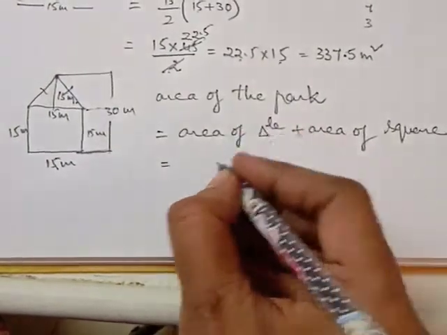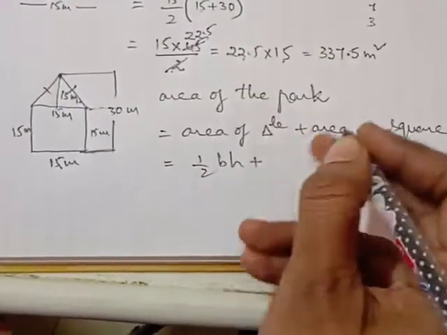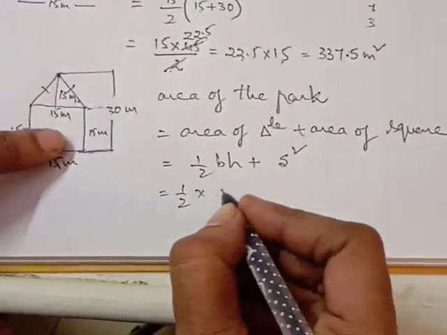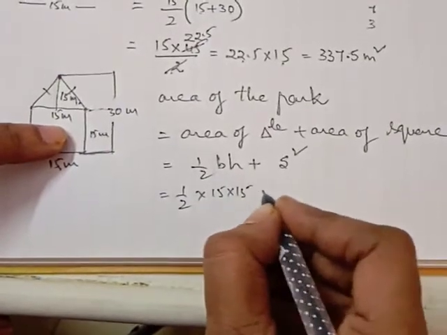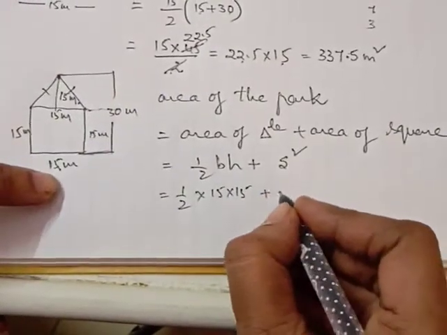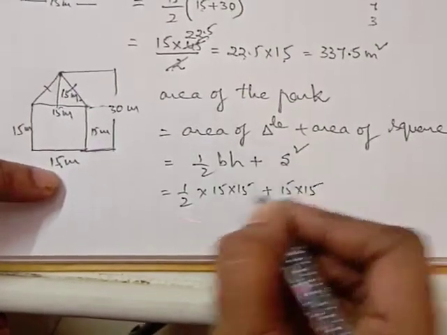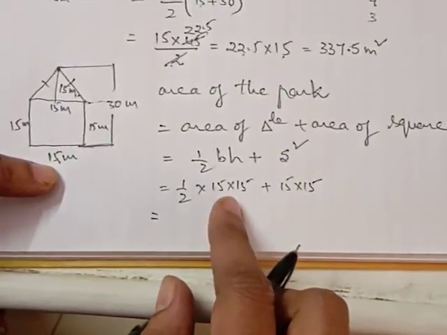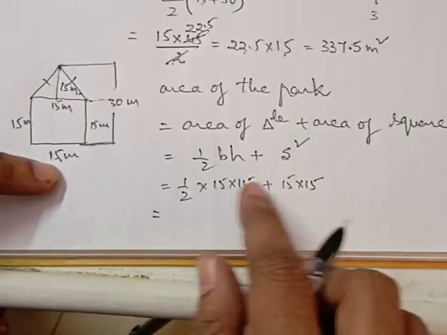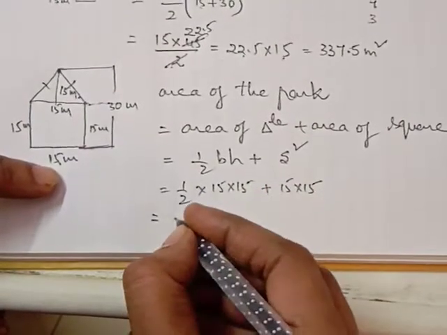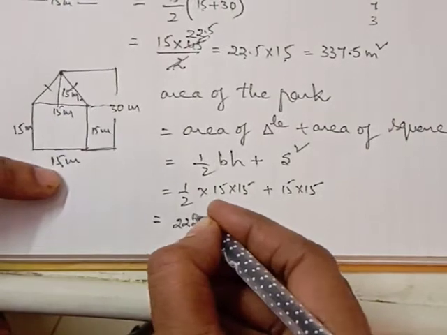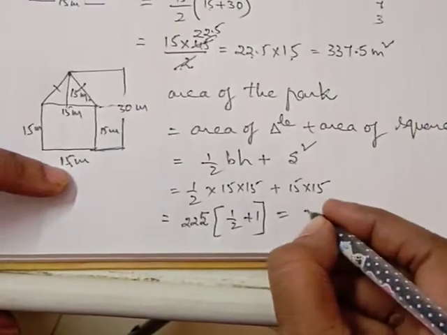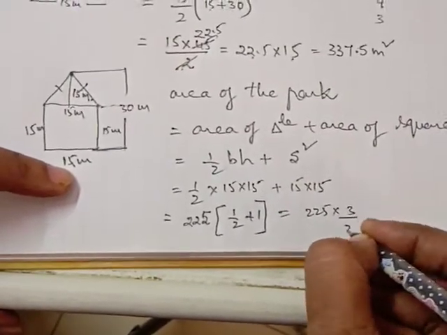The area of a triangle is half b h, plus the area of a square is s square, or a square. So half into the base 15 into height 15, plus the area of the square, 15 into 15. Here you have to multiply these two. Instead of that, you learned factorization, right? So 15 into 15 is in both terms, so take it out common. 15 15s are 225, you take that out. Half plus 1 is equal to 225 into 3 by 2.